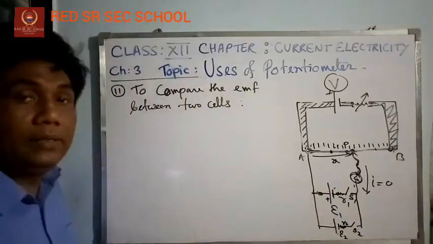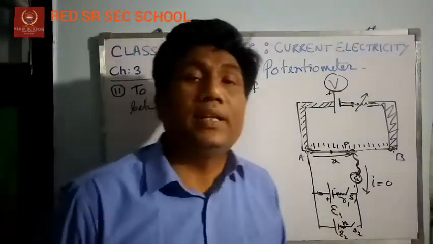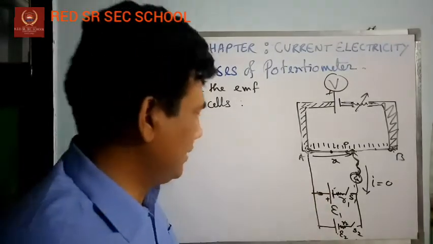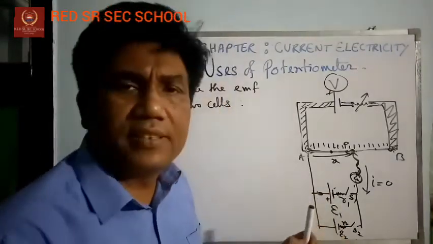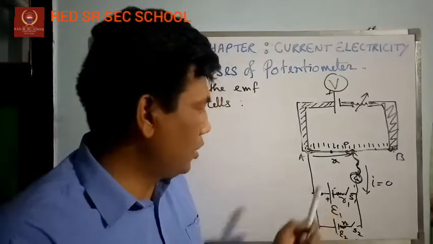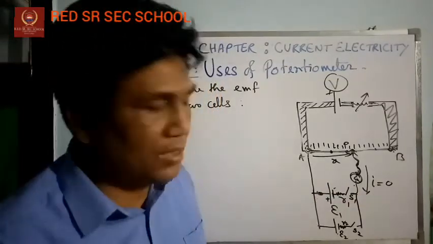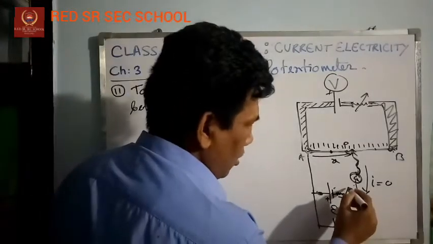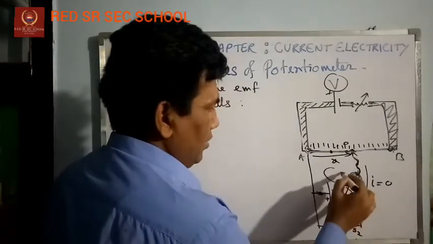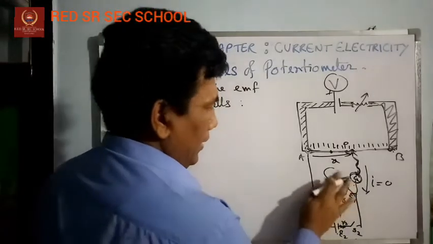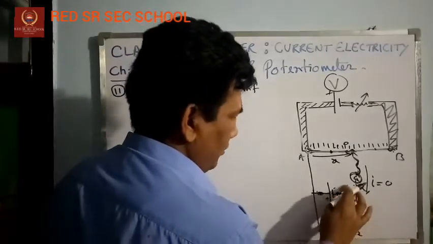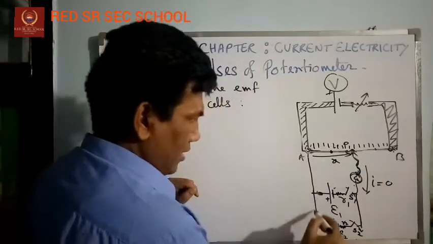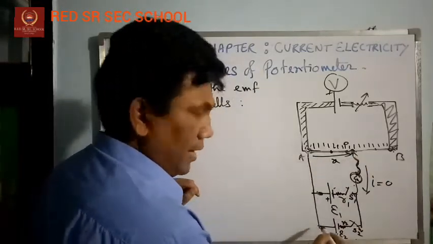What is E1? EMF of the first cell. What is R1? Internal resistance of the first cell, though it has no use in this mechanism, but still internal resistance is there. What is S1? Switch in the first circuit. What is S2? Switch in the second circuit. But you see, if S1 is on, this circuit will be working. If S1 is off but S2 is on, this bigger circuit will be working. Okay, good.